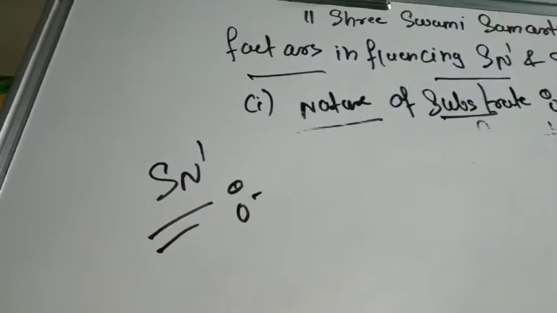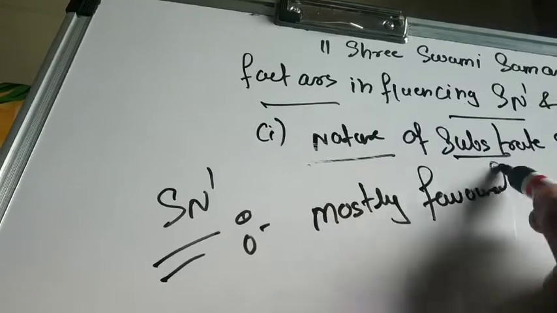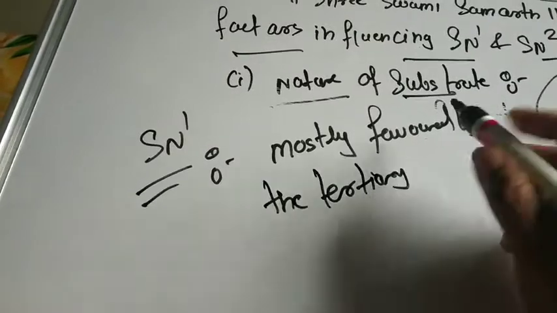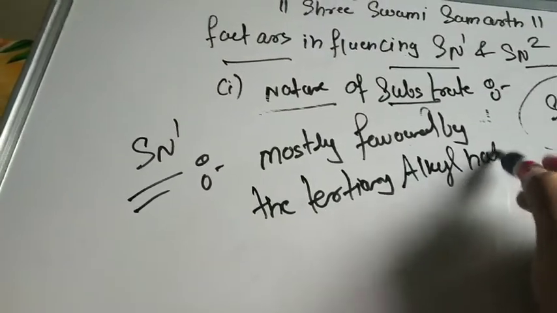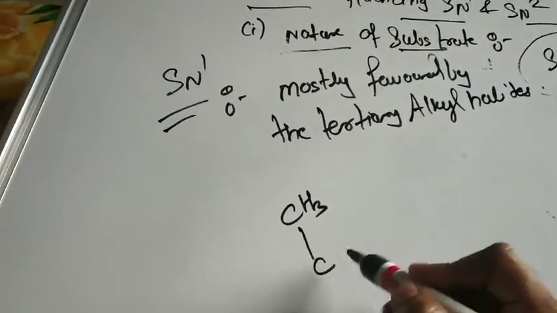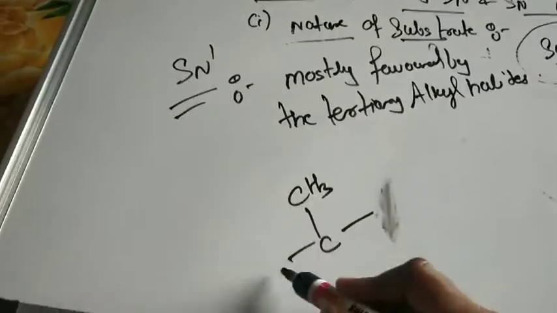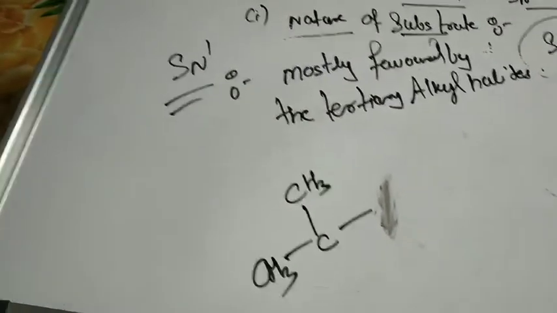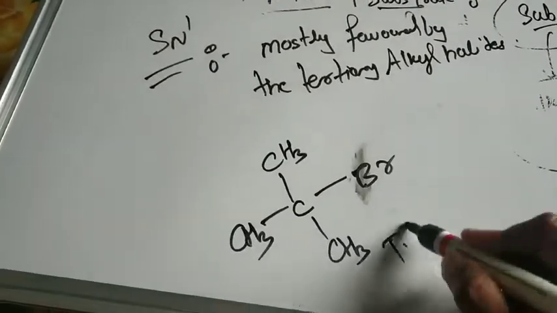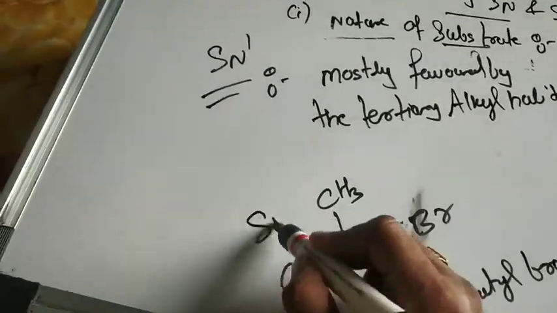But when we talk about the SN1 reaction, it is shown by tertiary alkyl halides. It is mostly favored by tertiary alkyl halides. You all need to remember this, right? So what was the example taken in this case? CH3 and Br, right? This is tertiary butyl bromide. This was the reactant or the substrate in the case of SN1.